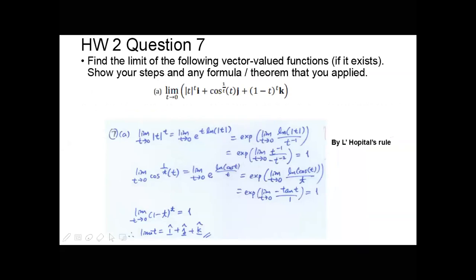Question 7. Find the limit of the following vector valued functions. In this question, we just need to find the limit one by one. Consider this term first. This term can be written in this form. Then we can use L'Hopital's rule. And the final answer is 1. Consider the second term. In a similar way, it can be written in this form, and then use L'Hopital's rule once again. The final answer is 1. The limit of the last term is 1. It's very easy, and I leave it for you.